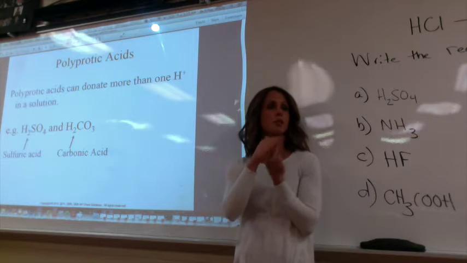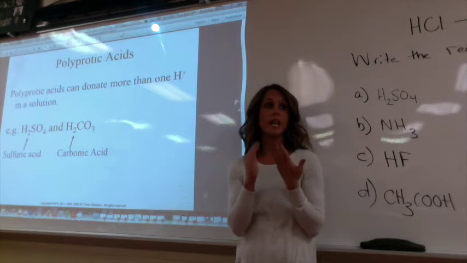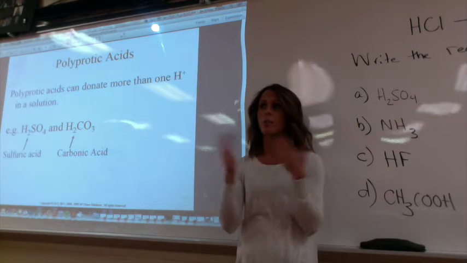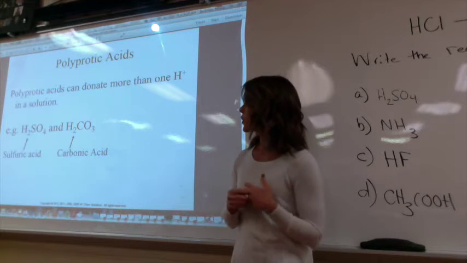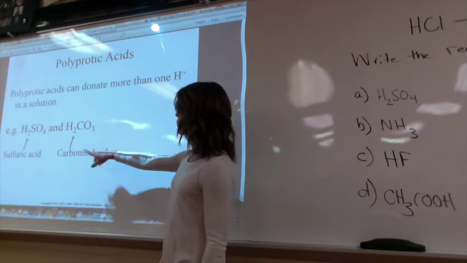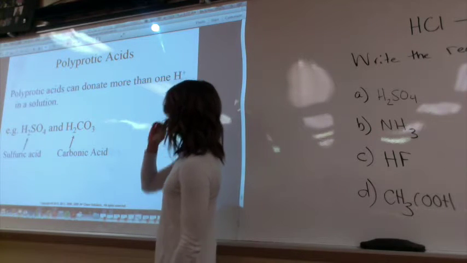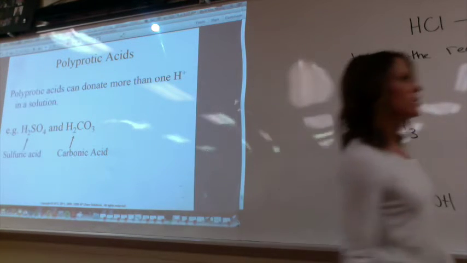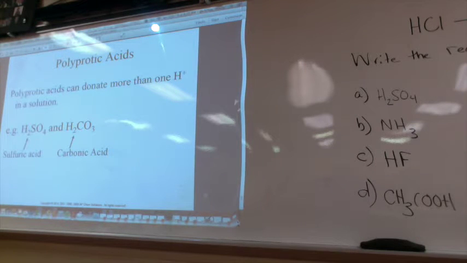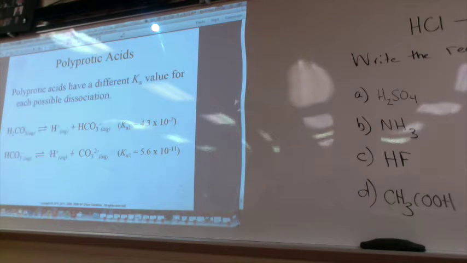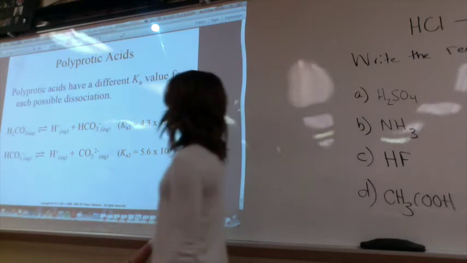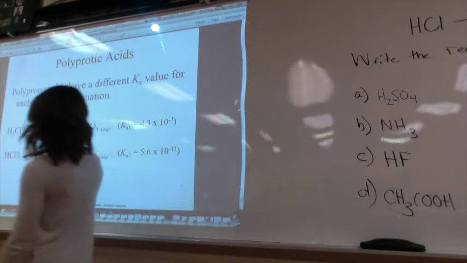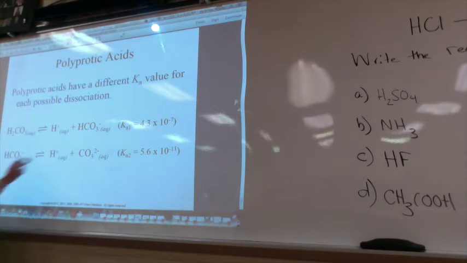So every H plus that can be donated has its own K value because K tells you how much H plus is going to be ionized or dissociated. So for these examples here, both of those H's are going to go away. But we always assume that the first K value is going to be the strongest dissociation, or the one that dissociates most of the H+. So take, for example, carbonic acid. This first dissociation goes to this.